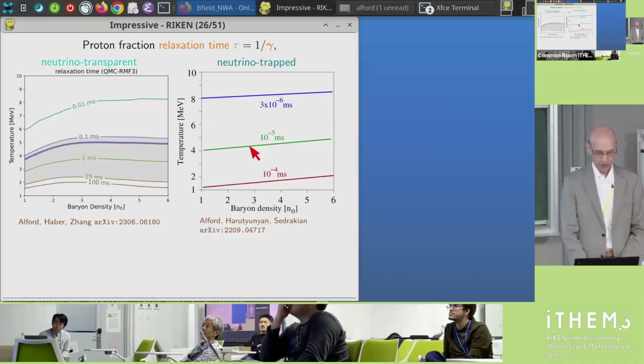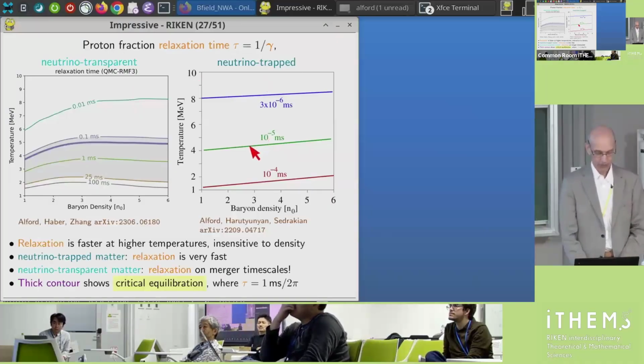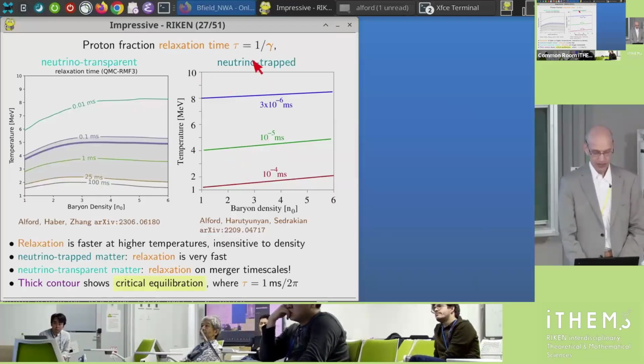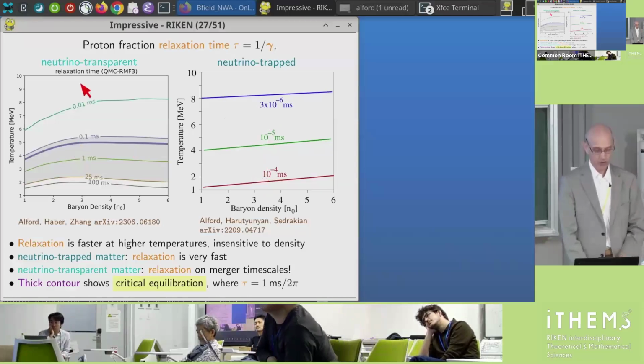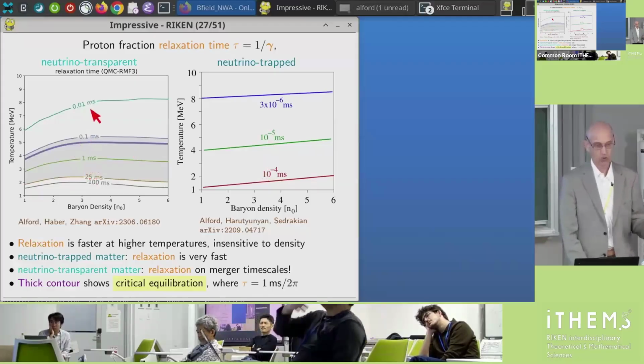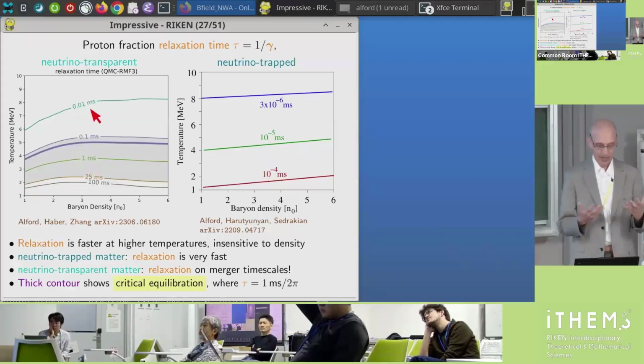So what we see is some straightforward conclusions. As you increase the temperature, the relaxation rate gets faster. Here in the neutrino trapped regime, it goes from 10 to the minus 4 milliseconds, 10 to the minus 5, 3 times 10 to the minus 6. You increase the temperature, the proton fraction relaxes faster. The same is true over here in the neutrino transparent regime. The relaxation time is, in this case, at about 2 MeV, 100 milliseconds. Then you turn up the temperature, you get 1 millisecond, 0.1 milliseconds, 0.01 milliseconds. So as you heat it up, it relaxes faster.